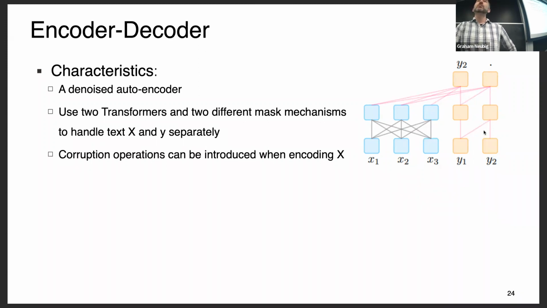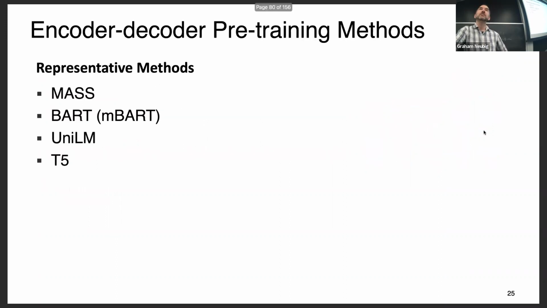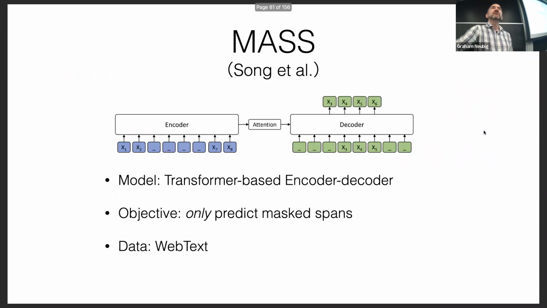And almost always, these models are trained on monolingual text by doing some sort of corruption operation to the input text, and then trying to undo that corruption operation when generating the output. Some examples include BART and T5, and these are both very widely used models. They're particularly widely used for pre-training for sequence-to-sequence tasks, so things like summarization or machine translation or other things like that. So to give some representative methods for these, we have MASS, BART, UniLM, and T5.